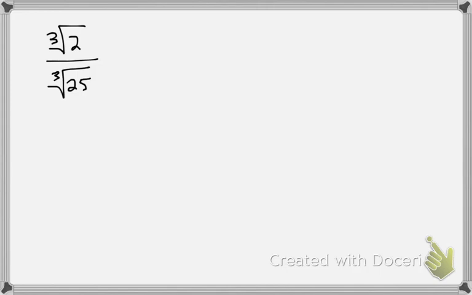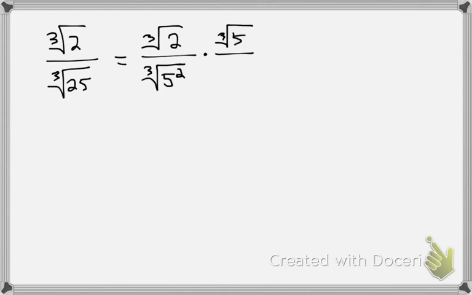Cubes. So this would be the cube root of 2 over the cube root of 5 squared. Isn't 25 5 squared? All right. So I have a square, but what do I need? A cube. So what am I missing? Another 5. Does that make sense? So what am I going to multiply both the top and bottom by? Cube root of 5. I'm going to multiply the top and bottom by cube root of 5.